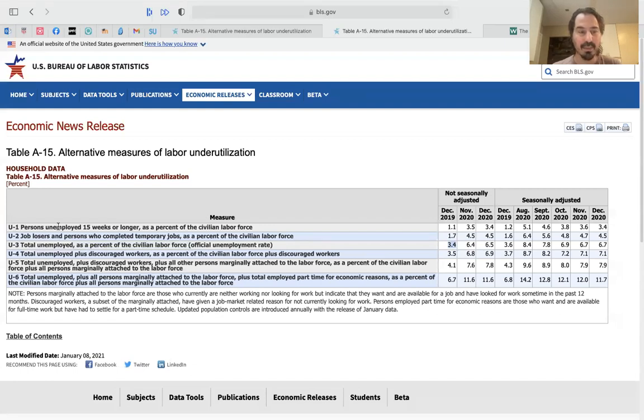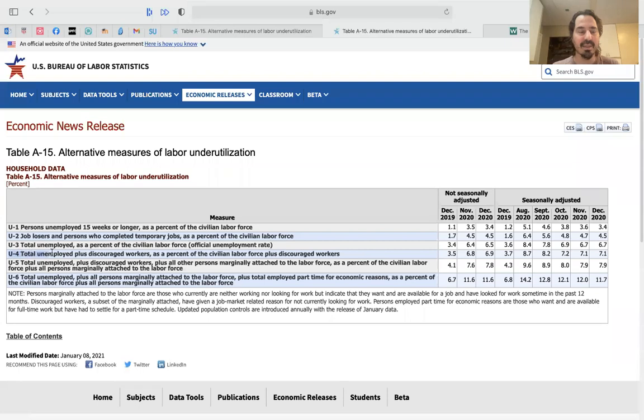U1 is persons unemployed 15 weeks or longer as a percentage of the civilian labor force. So that is your long-term unemployed. U2 is a measure of how many people lost their jobs in the past month. So this is people who lost a job or they completed a temporary job. They had a contract to do some work and they finished that contract. So that tells you how many people lost their job in the last month. U3, of course, is the official unemployment rate that we've gone over before.